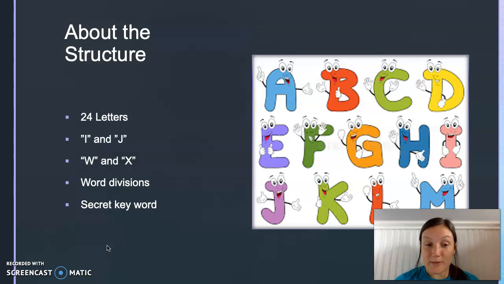So just a little bit about the structure. It uses 24 letters, pairing I and J together and W and X, meaning that if you see one, it can represent either or. The decoder must use the context clues around it to decipher it properly. Word divisions are kept. And lastly, before a message is coded, a secret keyword must be decided on by the writer and the intended receiver, and this keyword is used to scramble the alphabet.